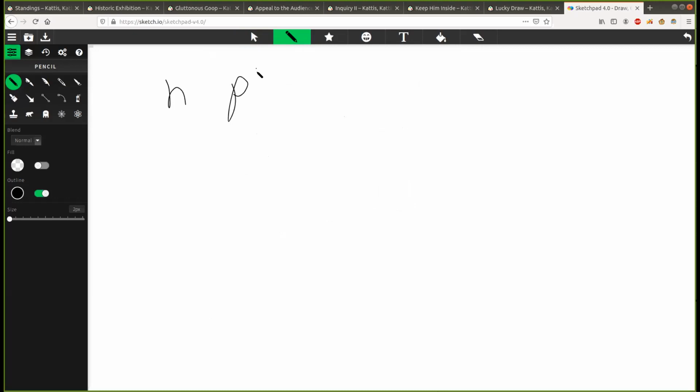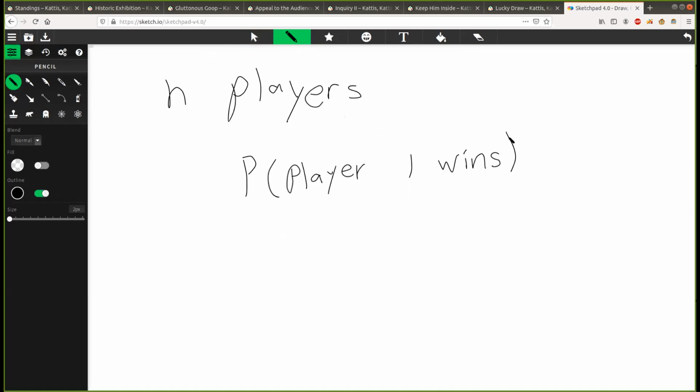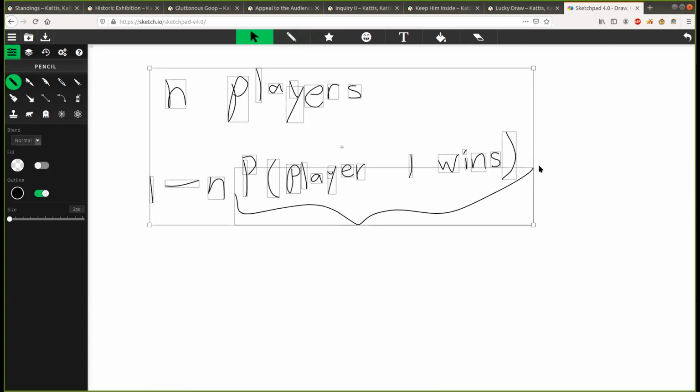There are n players. Let's suppose we want to know the probability that player 1 wins. The probability that any player wins would be n times this, because there are n ways of choosing the winner and then saying the probability that that particular player wins. And then the probability the casino wins would be 1 minus that. So it's enough to focus on the probability that player 1 wins.